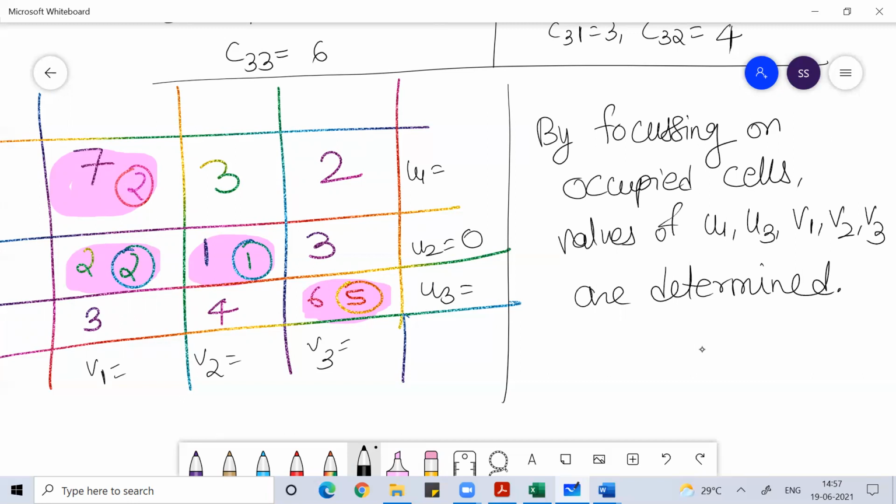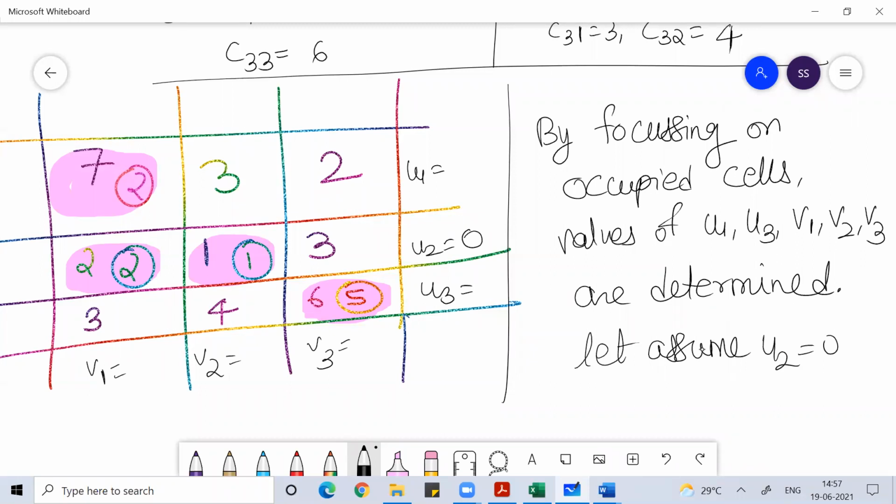So by focusing on the occupied cell, I'll try to determine the values of U1, U3, V1, V2, V3. Already the U2 value I put as 0. Let's assume U2 equal to 0. Clear everyone? I hope you people are understanding this.